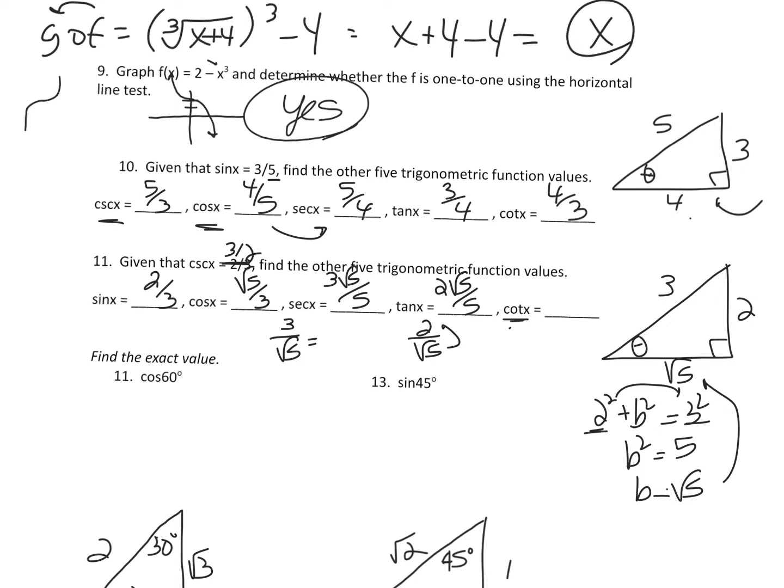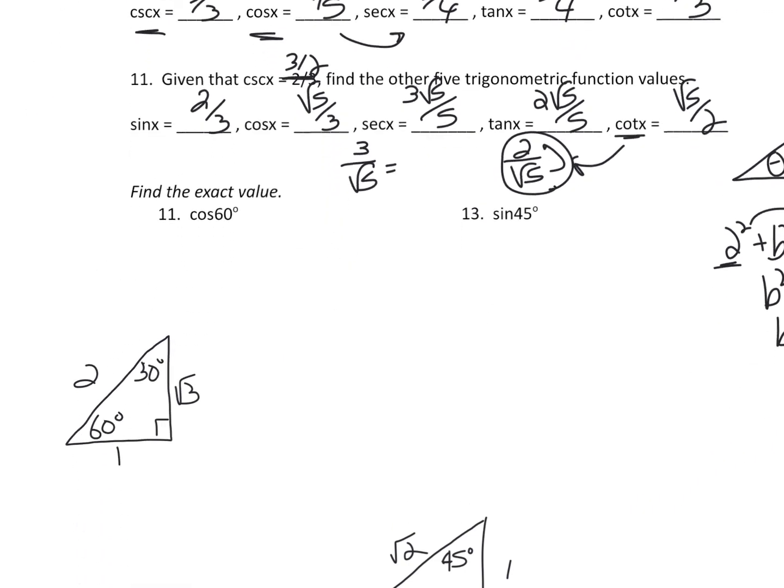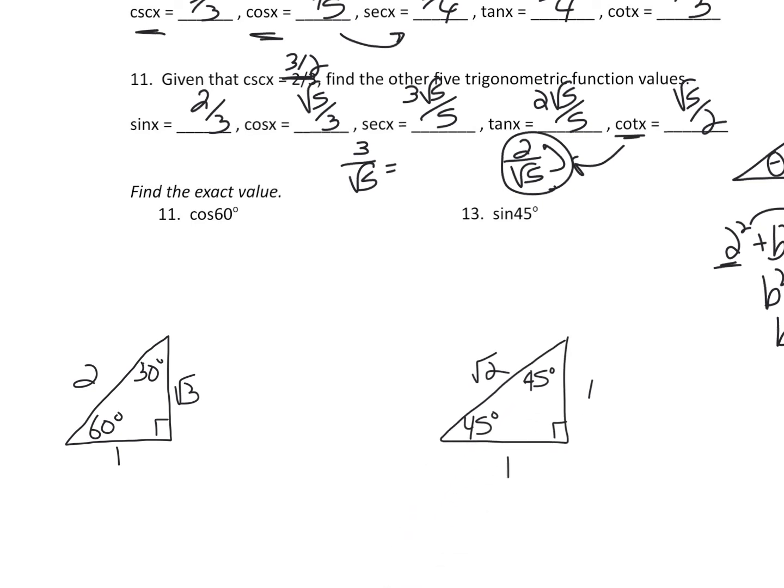Cotangent's reciprocal, do the easy one. Do reciprocal of this one. This would be square root of 5 over 2. You can flip either one of those you want to, but it's so much easier to flip the easy one. All right, number 11. That was 11. It's really 12 and 13. I did a great job on this test. Okay, so it says find cosine 60. You need to be able to draw that 30, 60, 90 triangle. And for 13, that 45, 45 triangle.